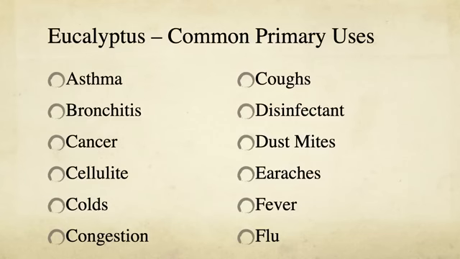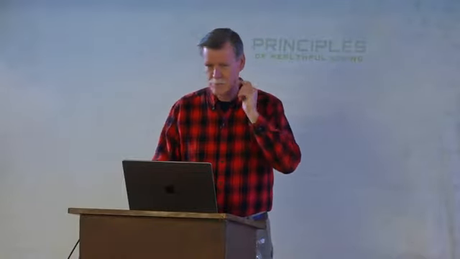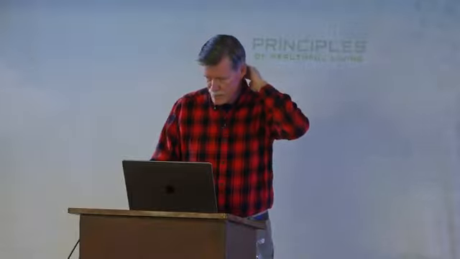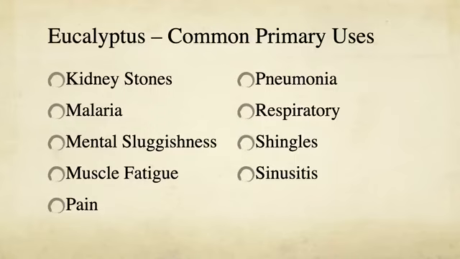Eucalyptus: asthma, bronchitis, cancer, cellulite, colds, congestion, coughs. It's a disinfectant. Dust mites, earaches, fever, the flu, very good for flu issues. Kidney stones, malaria, mental sluggishness. Have you ever been just kind of, I just ain't thinking right today? Well, put a little eucalyptus maybe on your mustache if you have a mustache, or put it on a cloth and put it behind your ear or the back of the neck, and that can kind of get your mental clarity going. Muscle fatigue, pain, pneumonia, respiratory. What is the big area you see eucalyptus used for? Pulmonary issues. Yeah, pulmonary issues. Shingles, sinusitis.